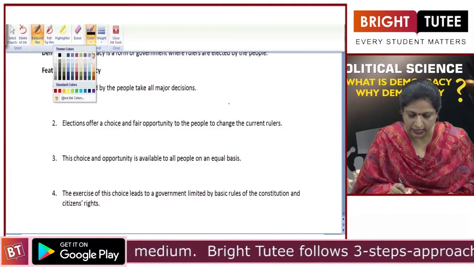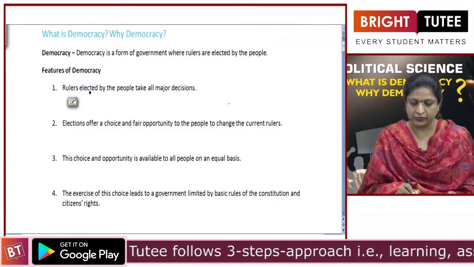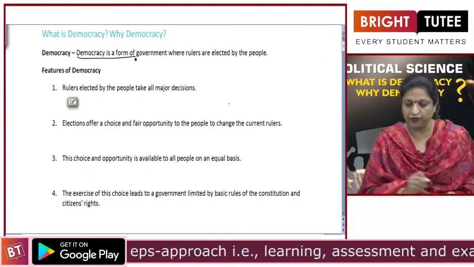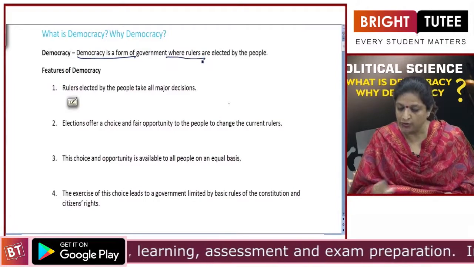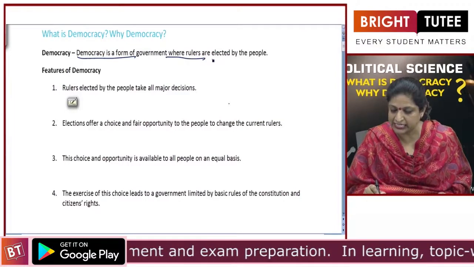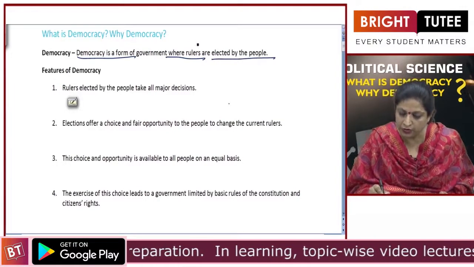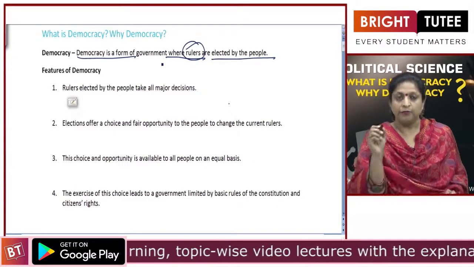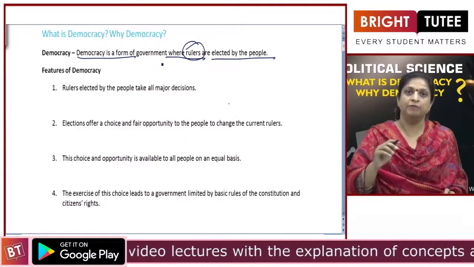Democracy is a form of government where rulers are elected by the people. So here rulers are the people who are chosen by the people.